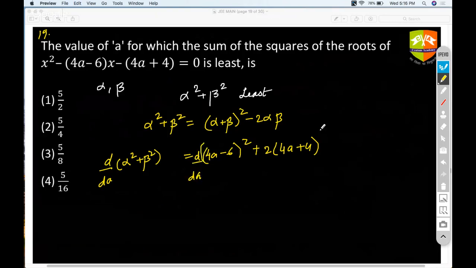So when we do that, we get 2 times 4a minus 6 times 4 plus 8 is equal to 0. That's, let me just check if everything is fine. So 2 times 4a minus x is 8.